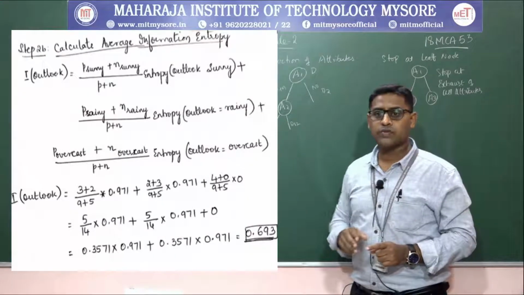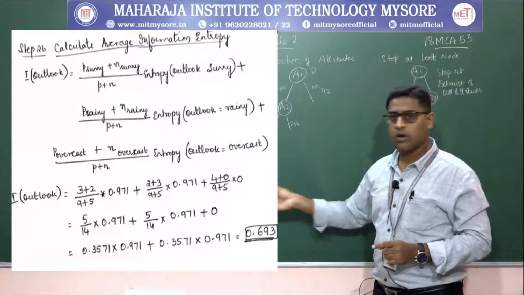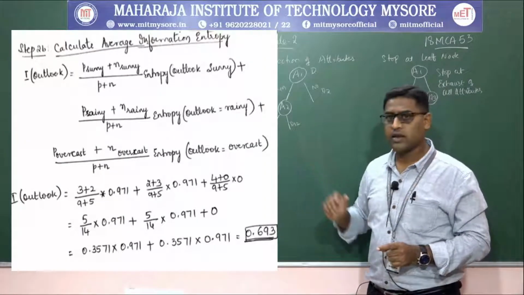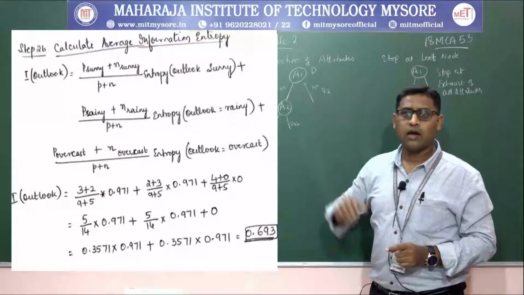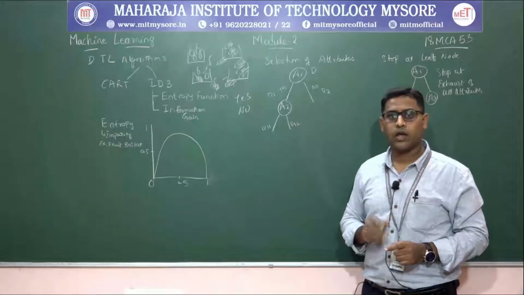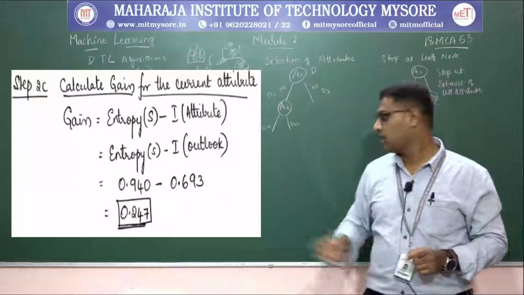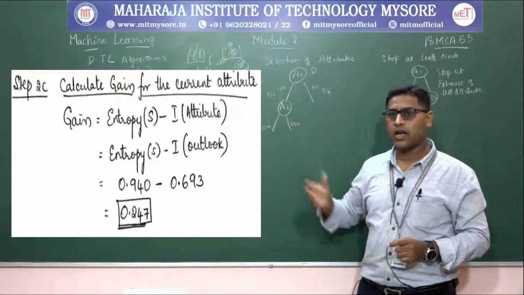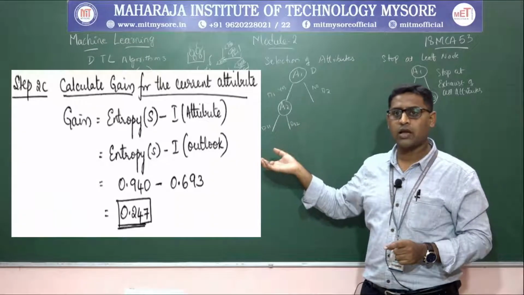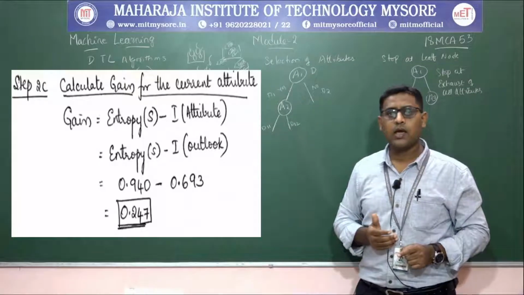So if you substitute those values, then you will get the average information entropy for outlook as 0.693. So 0.693 is the average information entropy of the outlook. Next, you need to calculate the gain information of the current attribute, the outlook, for which you have calculated the average information value earlier.